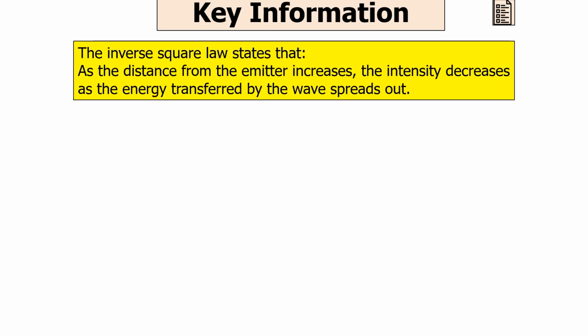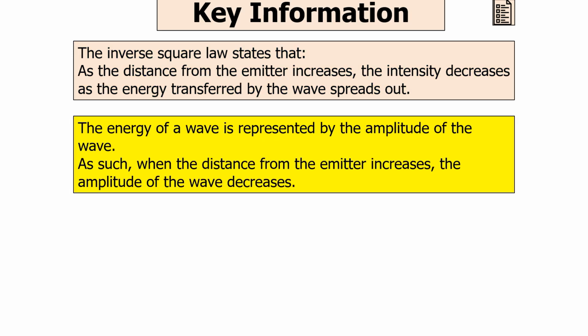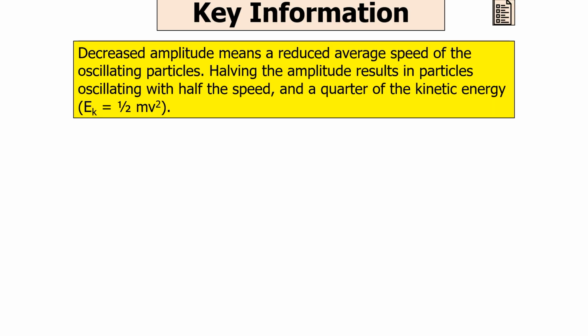The inverse square law states that as the distance from the emitter increases, the intensity decreases as the energy transferred by the wave spreads out. The energy of a wave is represented by the amplitude of the wave, so when the distance from the emitter increases, the amplitude decreases. Decreased amplitude means a reduced average speed of oscillating particles. Halving the amplitude results in particles oscillating at half the speed and a quarter of the kinetic energy, as kinetic energy is a half mv squared.